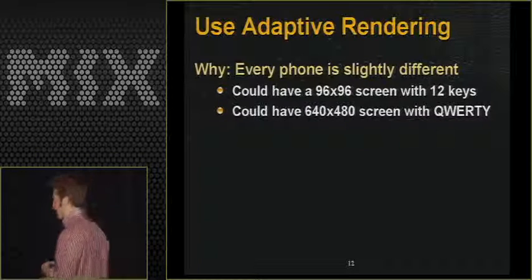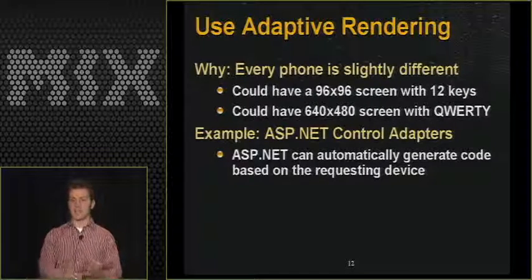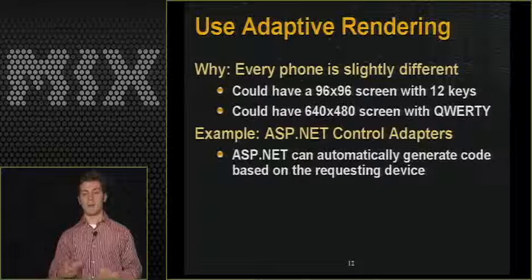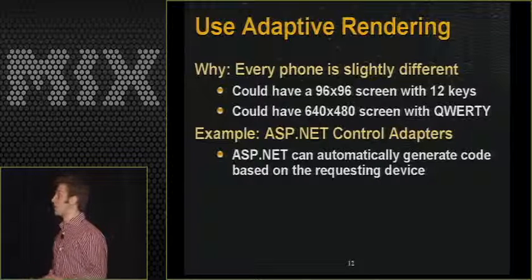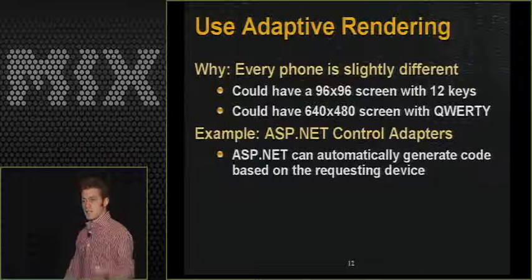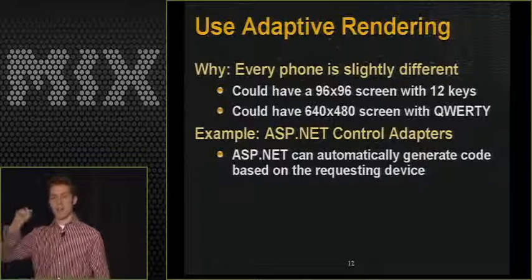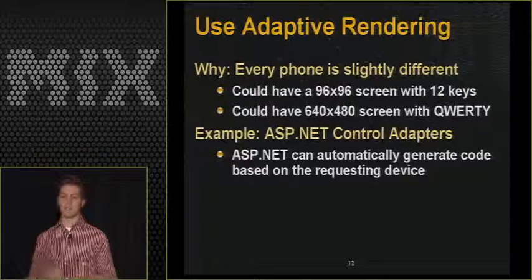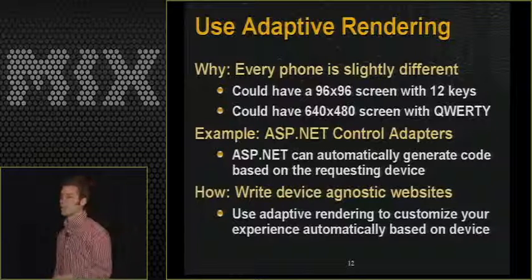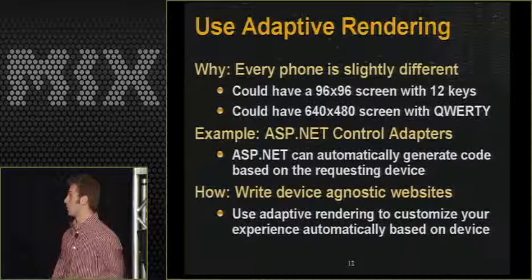What it can do is read the device ID tag and take a look at what kind of device it is and what it's capable of. Does it have a keyboard? Does it have this type of screen orientation? Then it presents the end user with a web page that's suitable in terms of capabilities to that particular device. A great example of this is the ASP.NET mobile control adapters. They can automatically generate code based on the requesting device. Inside of Visual Studio or ASP.NET, you have your web page set up, and it detects what type of device and formats it for that device. So the how behind this, of course, is to write device-agnostic websites. Make sure not to assume anything. Use adaptive rendering and customize the experience based on the device.